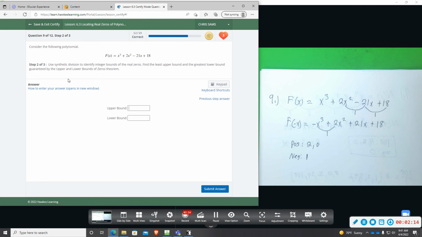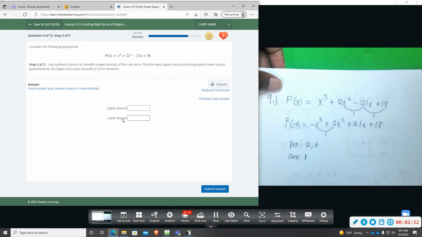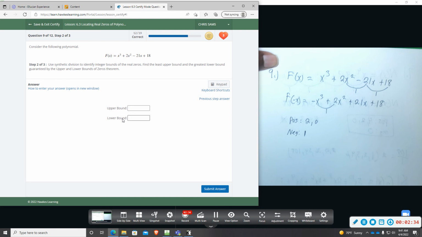All right, so now part 2, we want to find upper bound and lower bound. Okay, so this is new. So this is our new thing. So the upper bound and lower bound will also help us to restrict the number of zeros that we have to use. So let me go through that rational zero theorem again.